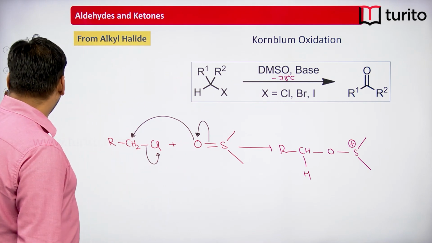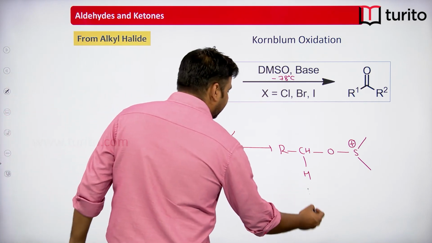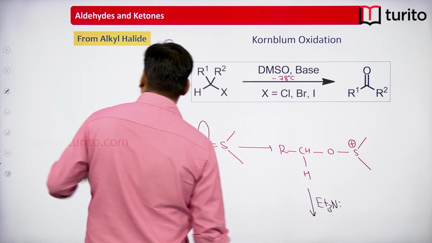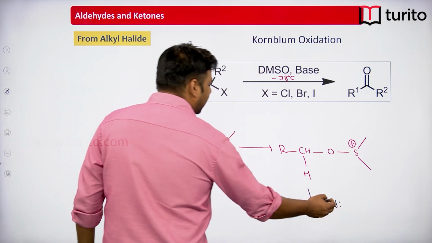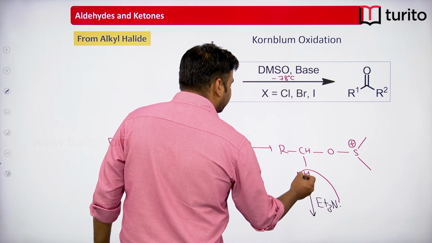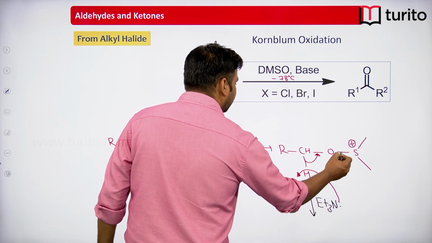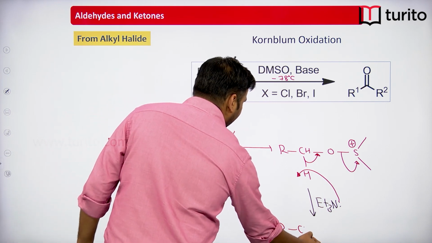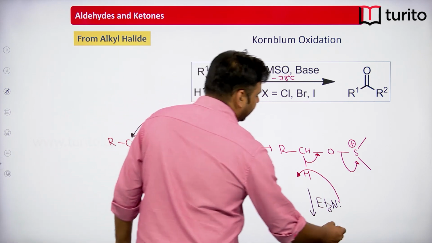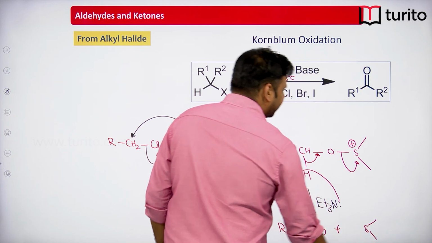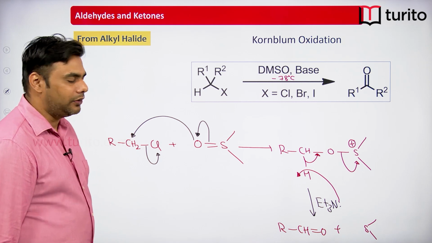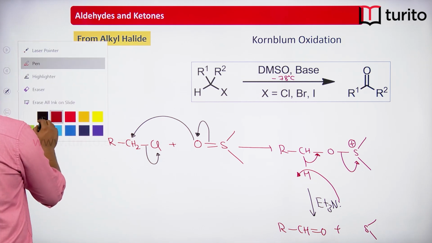Now we have taken a base. Generally the base taken over here is triethylamine. So this is a strong base, so this will go and abstract this hydrogen. Now once this hydrogen is abstracted, it will push its electron and the leaving group will go out, and we are going to form an aldehyde and dimethyl sulfide. You can see that this reaction is exactly like Swern oxidation.